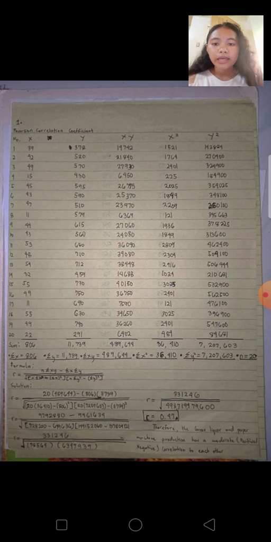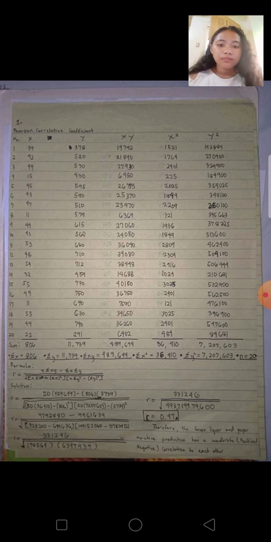For example, in item 1, 39 times 378 is equal to 14,742. Then item 2 is 42 times 520 is 21,840. And the process will repeat until you computed the last set of variables, which is variable 20, which is 22 times 291 is equal to 6,402.